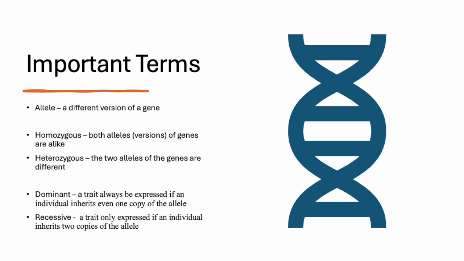A dominant trait is one that will always be expressed if an individual inherits even one copy of the allele, the version of the gene, for that trait, while a recessive trait will only be expressed if an individual inherits two copies of the allele for that trait.